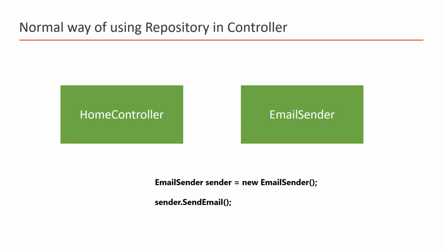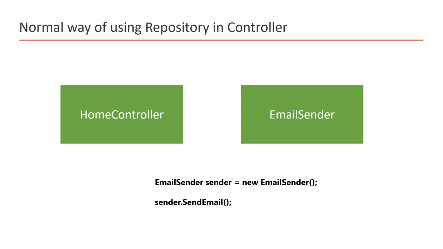In the similar manner, let's say we are using some repositories in this application and I want to use some repository in the controller level. Then we generally create a new instance of that repository by using the new keyword, and we can call all the methods that are available in the repository. If we are creating the instance of the services by using the new keyword, then there are few drawbacks.